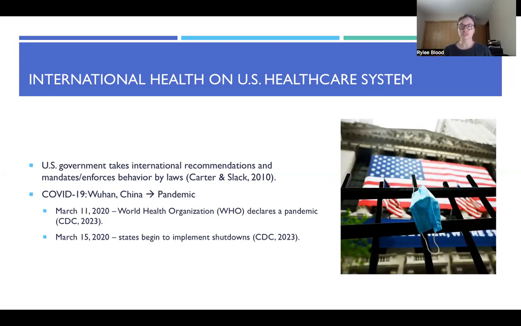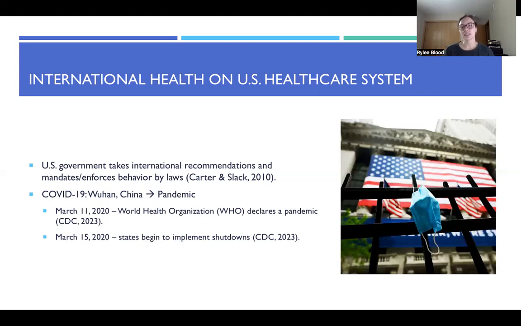It was the very first unconfirmed case that we had of someone presenting with abnormal pneumonia or respiratory symptoms. And so internationally, the World Health Organization declared a pandemic on March 11th of 2020. This is when the cases began to rise, deaths from the situation became increasingly high, and so the World Health Organization at that time declared it as a pandemic.